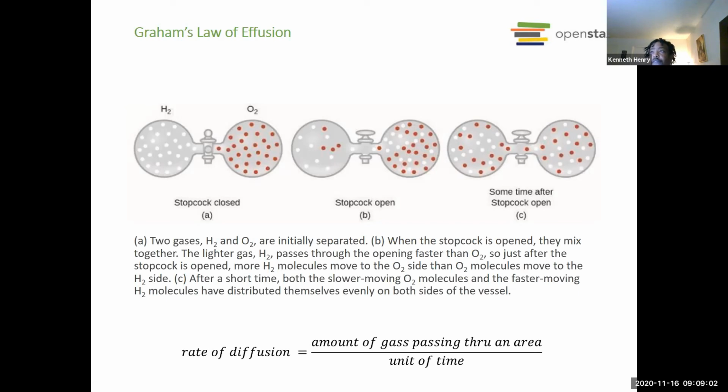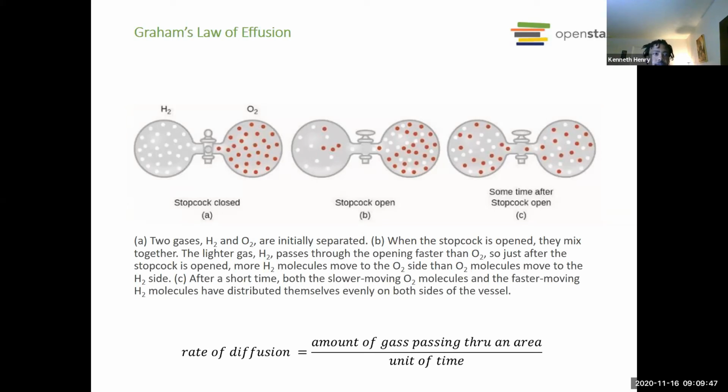Okay, so here's an example. We have two different gases, hydrogen and oxygen. So this stopcock is closed. As soon as we open the valve, the gases are able to intermingle. Over time, because these gases are moving and obeying the ideal gas law, they're not sticking together, causing clogs or anything like that. So the gases are able to diffuse from a high concentration to a low concentration, and eventually they're going to move throughout the vessel so that they're evenly distributed on both sides.